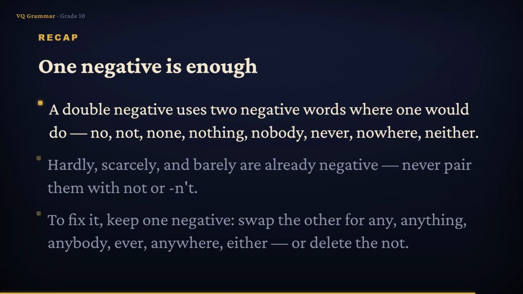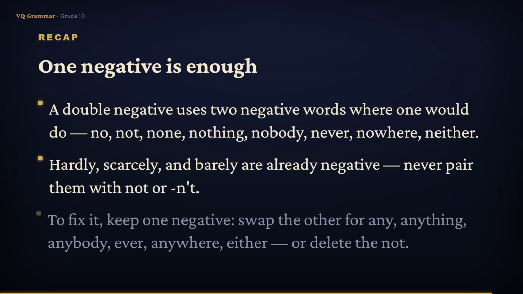Let's gather everything up. A double negative is two negative words doing the job of one. So watch for no, not, none, nothing, nobody, no one, never, nowhere, and neither. Then there are the three sneaky ones. Hardly, scarcely, and barely are already negative in meaning, which is why they never pair with not.